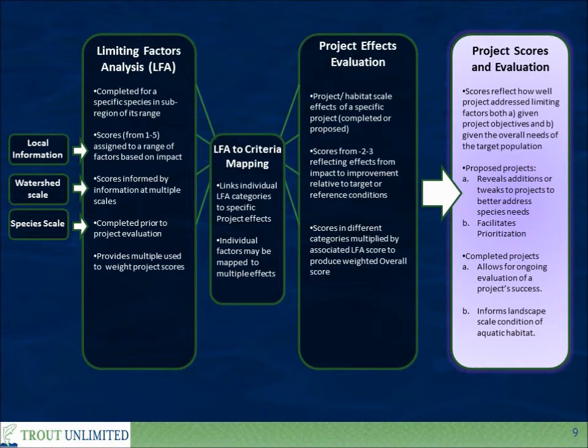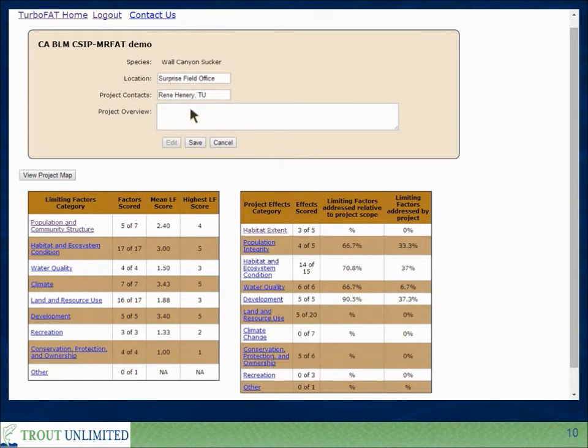Separately, the proposed effects are evaluated from a list of stressors and scored. The limiting factors and project effects are linked to arrive at project scores, which reflect the degree to which a project addresses or affects a species limiting factors. By evaluating project alternatives, this approach allows for the transparent contrasting of proposals and identifying projects' modifications that improve project outcomes. The TurboFat process has been set up as a user-friendly web-enabled tool similar to TurboTax. Results are stored in a password-protected web database.